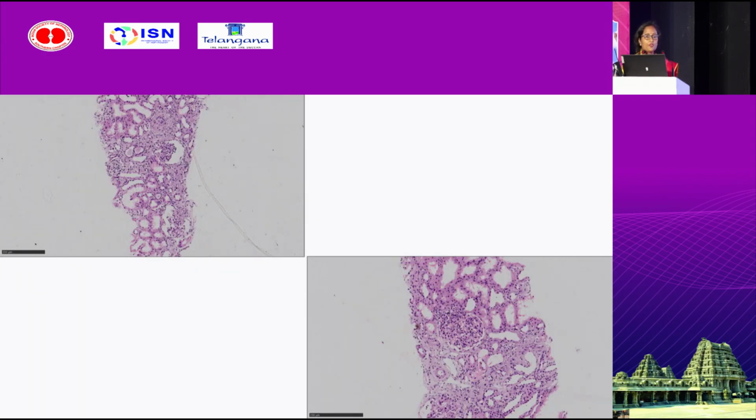So, higher power view in the H and E stain section, this is a sclerosed glomerulus. Another glomerulus appears unremarkable with no increase in cellularity, crescents or any peripheral segment of sclerosis.